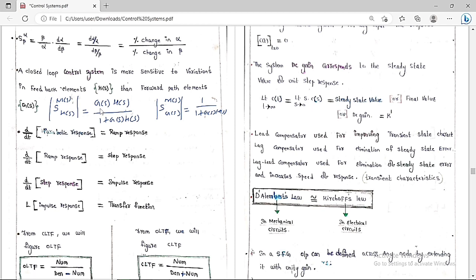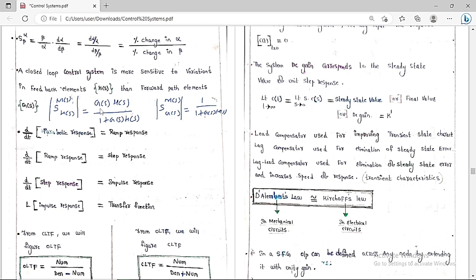Suppose there is a small amount of variation in the feedback element, then the output is going to change more when compared to the variations in G(s). Therefore, a closed loop control system is more sensitive to variations in the feedback element H(s) than to variations in the forward path element G(s).